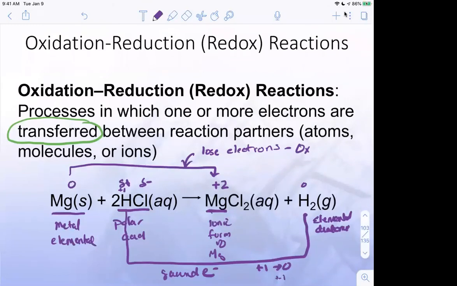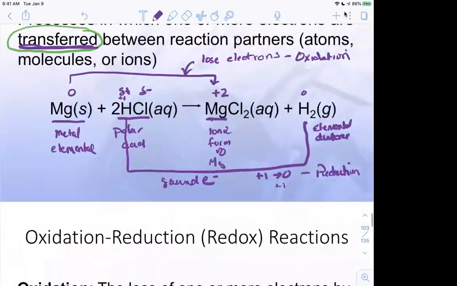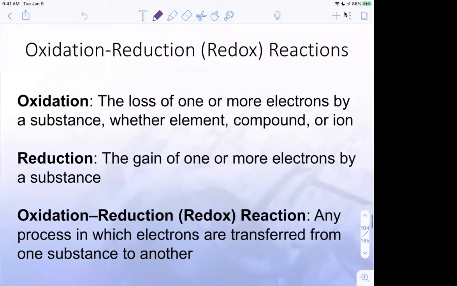When I lose electrons, that is undergoing oxidation. When I gain electrons, that process is reduction, and we're going to talk about that a lot. But the basic idea is that I have this transfer of electrons that's occurring. So, oxidation is the loss of one or more electrons by a substance, whether that substance is an element, a compound, or an ion. Reduction is the gain of one or more electrons by a substance.